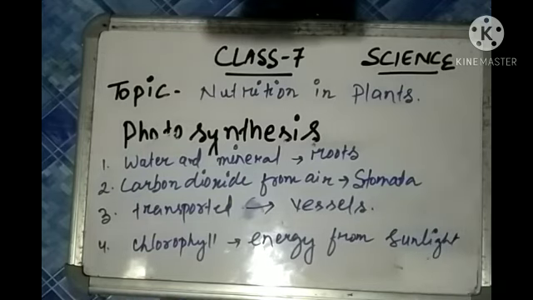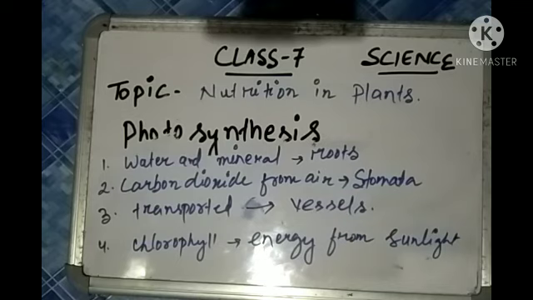So the water and minerals required by the plants for photosynthesis are absorbed by the roots and transported to the leaves with the help of vessels. Carbon dioxide present in air is absorbed through stomata, and chlorophyll, which is a green pigment, helps to capture energy from sunlight.